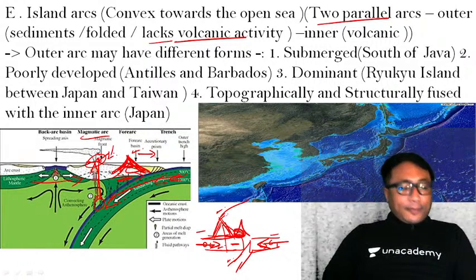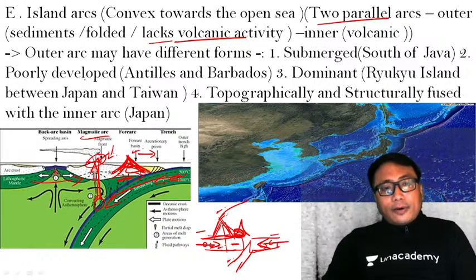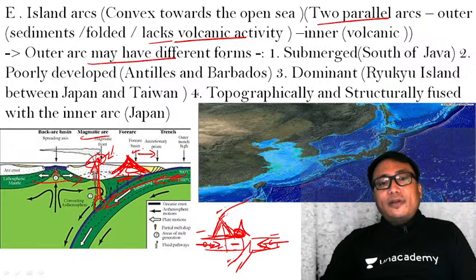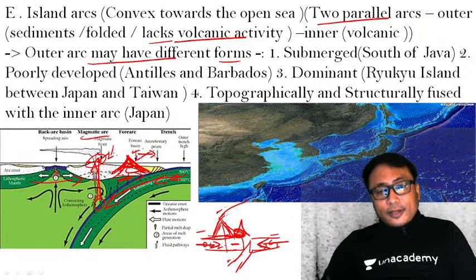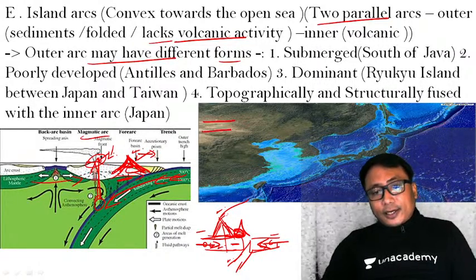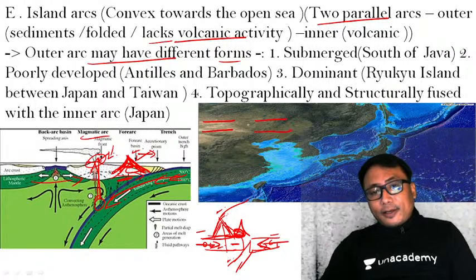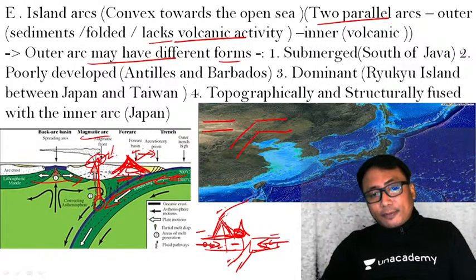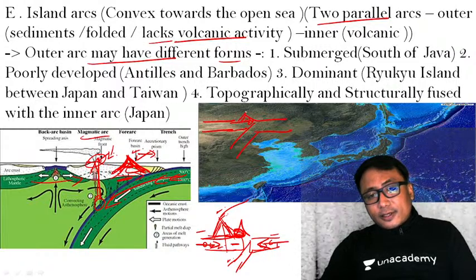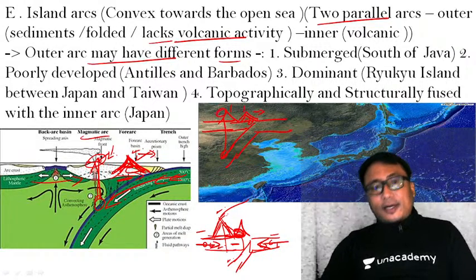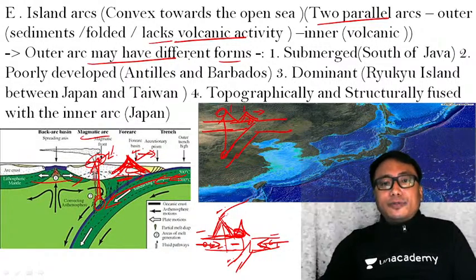Clear? Let us see some examples. The outer arc may have different forms. You see here, one oceanic crust, the other oceanic crust coming. If this oceanic crust is subducting below like this, here the sediments will be folded. It will come up like this, a fold mountain. Because of this subduction, melting and volcanic activity, another arc forms, a double arc. This is the outer arc, this is the inner arc. The outer arc has different forms.